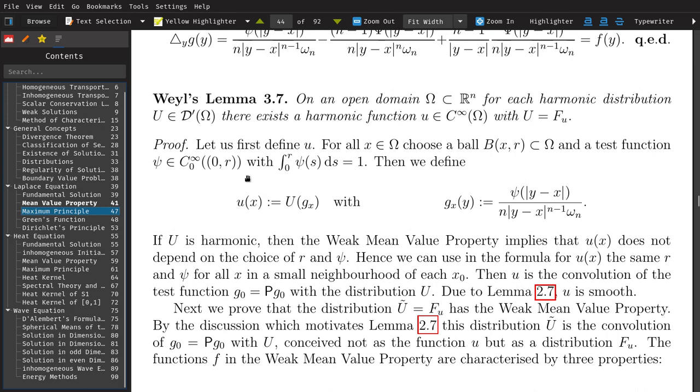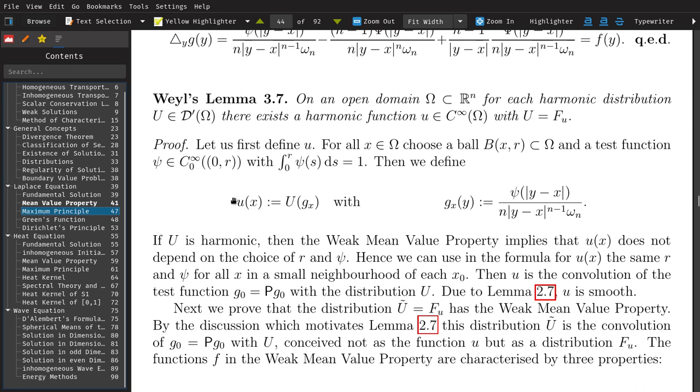So if you like, you take u of x to be the spherical mean of the distribution. So that's step 1. Step 2 is now you should prove some properties of this function. What properties do you want to prove on this? Well, you want to prove two things. You want to prove that this function is harmonic, and you want to prove that this function is smooth.